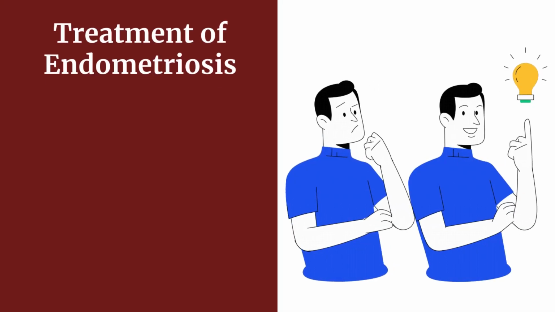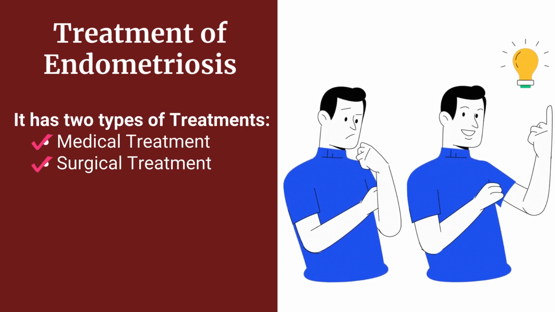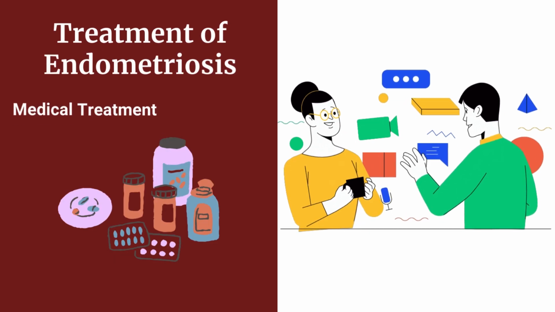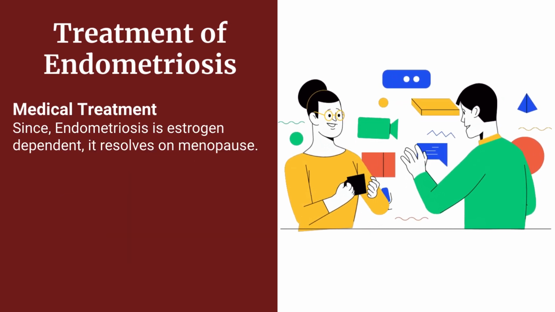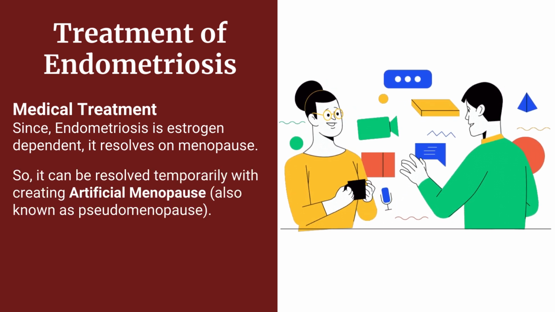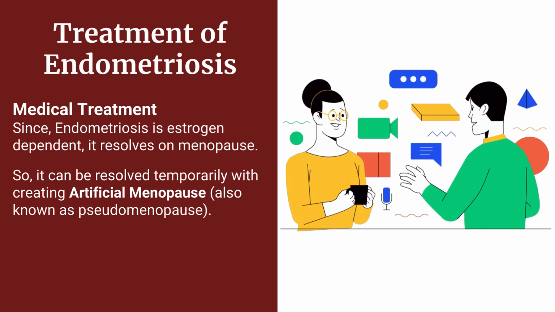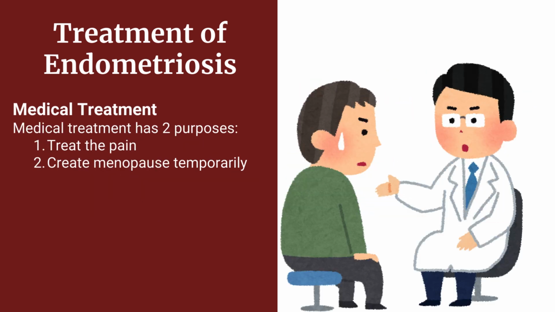Treatment of endometriosis. It has two types of treatments: medical treatment, surgical treatment. Medical treatment. Since endometriosis is estrogen dependent, it resolves on menopause, so it can be resolved temporarily with creating artificial menopause, also known as pseudomenopause. Medical treatment has two purposes: treat the pain, create menopause temporarily.